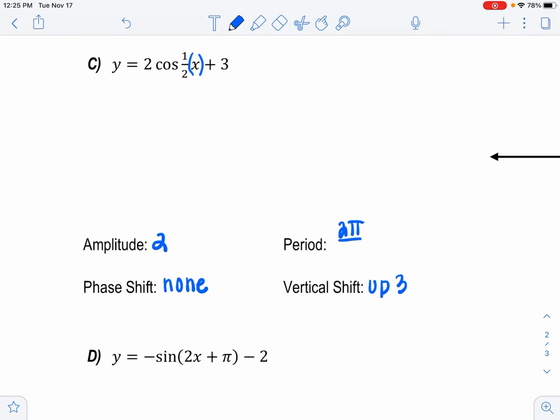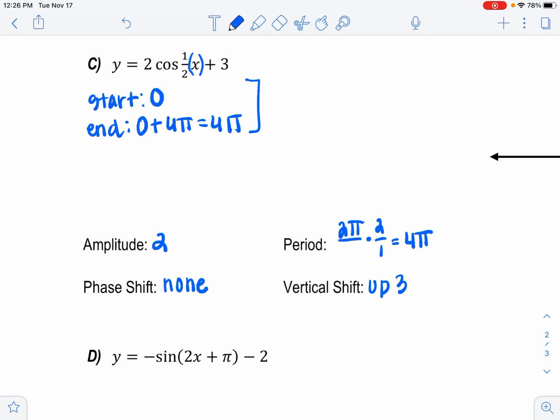And then the period is 2 pi divided by b. So I'm going to divide by 1/2, which I don't like dividing by fractions, so instead I'm going to multiply by the reciprocal. So the period is 4 pi. So now I'm going to say where my graph starts and where it ends. All right, if you look, there is no phase shift this time. So it starts at 0, and then 0 plus the period, which is 4 pi, it ends at 4 pi.